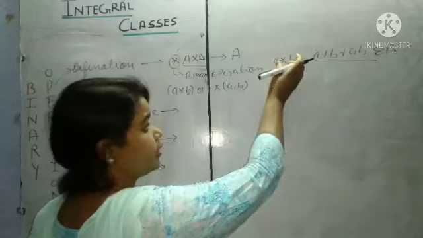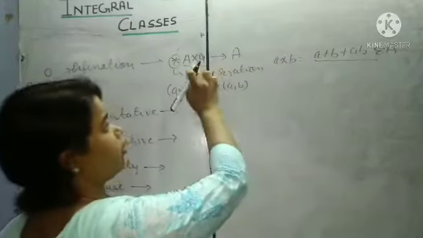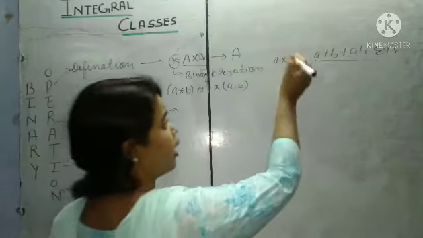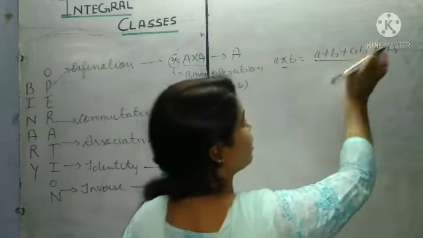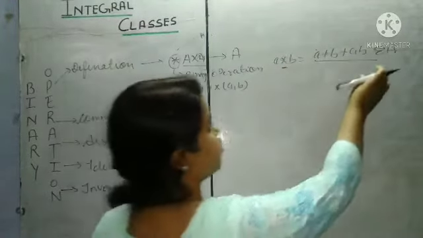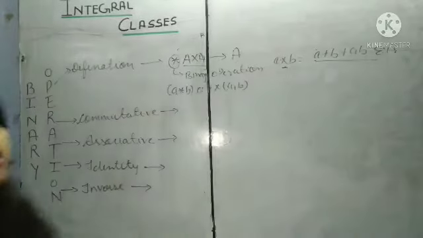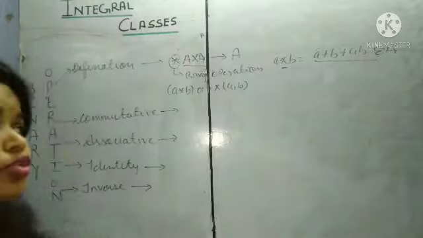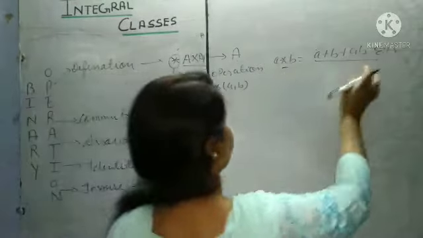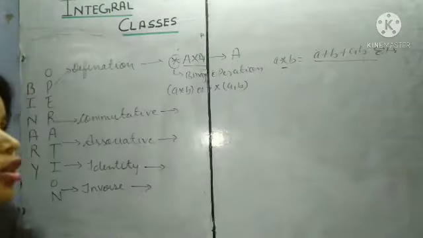Then we take two elements from A cross A and apply the binary operation which is given, A plus B plus AB. Then the resultant also belongs to A. It is compulsory that the answer should belong to A. So this type of relation is called binary operation.